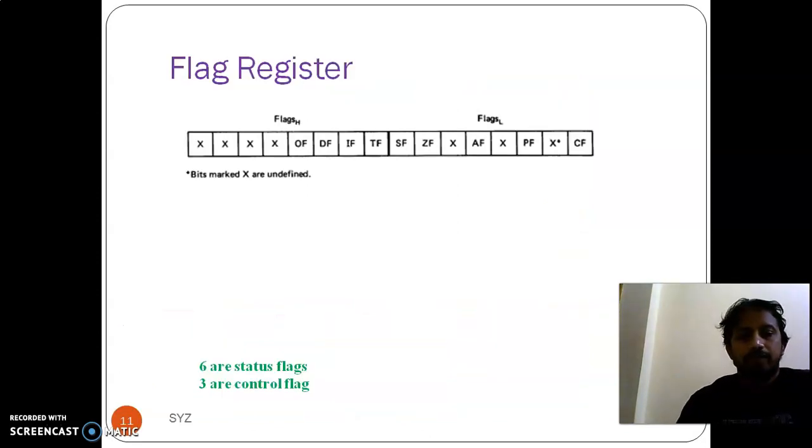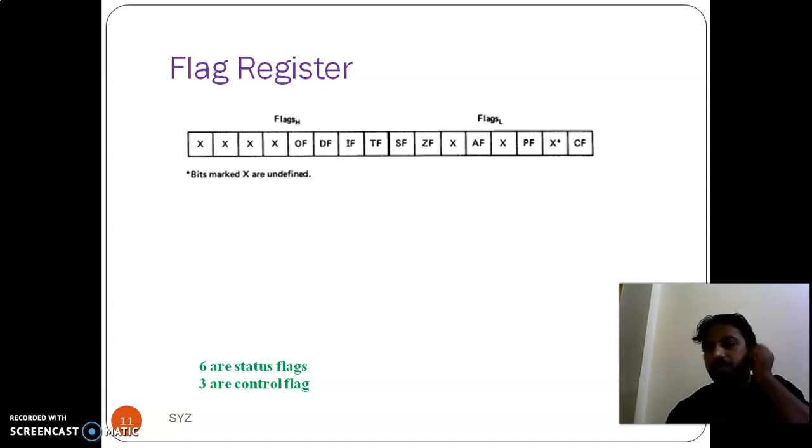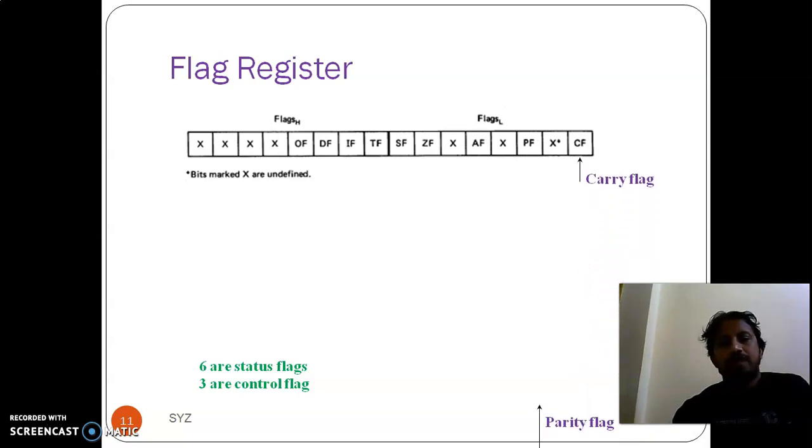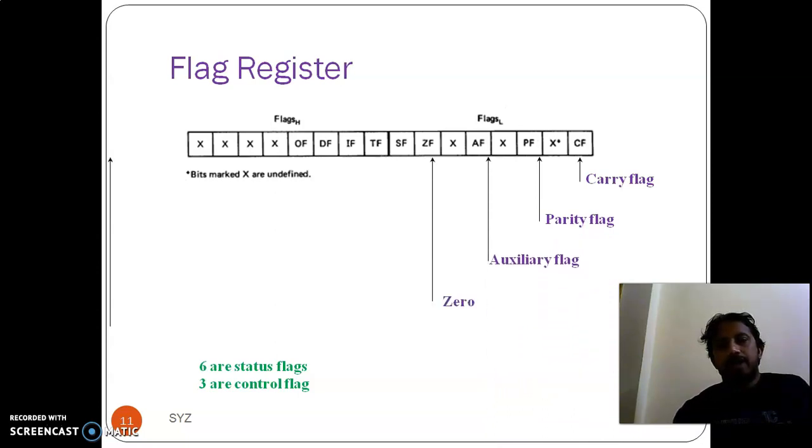Lastly, we will discuss the flag register. The 8086 microprocessor has a 16-bit flag register. Out of these 16 bits, you have 9 active flags: 6 conditional control flags and 3 machine control flags. The first conditional control flag is the carry flag. The other one is the parity flag. The third is the auxiliary carry flag. The fourth is the zero flag. The fifth is the sign flag.